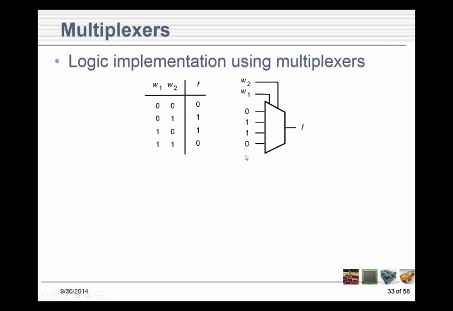So we got 0, 1, 1, 0. We already said this was an exclusive OR. So if our inputs here were 0, we get a 0 on the output. If our bits here are 0 and 1, we get a 1 on the output. A 1, 0, we get a 1 on the output. A 1, 1, we get a 0 on the output. So this is an exclusive OR.